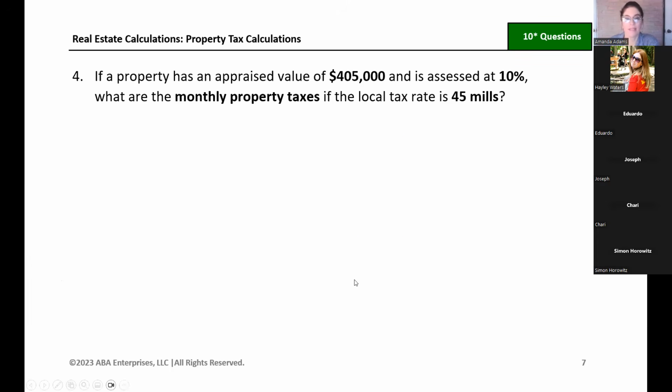All right. Number 4: if a property has an appraised value of $405,000 and is assessed at 10%, what are the monthly property taxes if the local tax rate is 45 mills? What are we looking at?